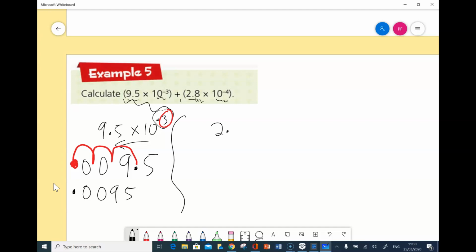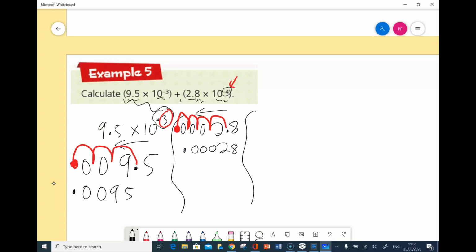Now, 2.8 by 10 to the power of minus 4. So it's 2.8. The minus tells me the decimal will be jumping left, as we've seen. And it's going to jump 4 times. 1, 2, 3, 4. So the decimal point will be here. And under each of those arches, make sure there's a 0. So it's 0.00028.